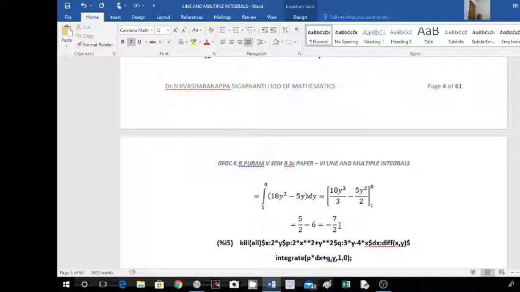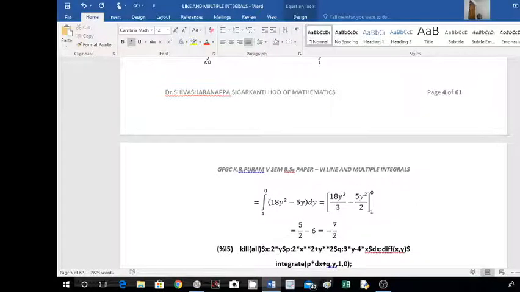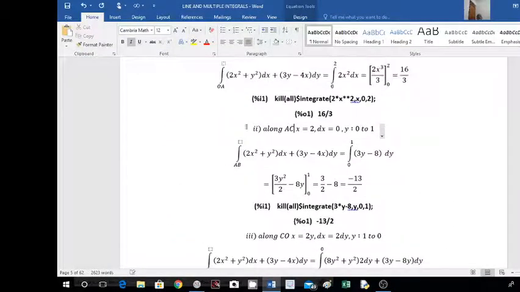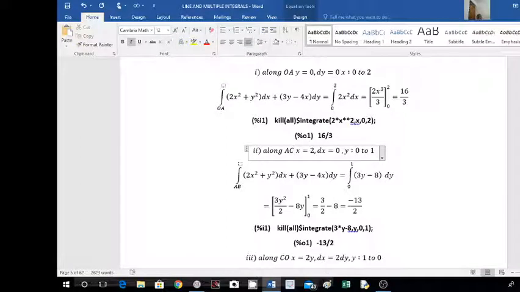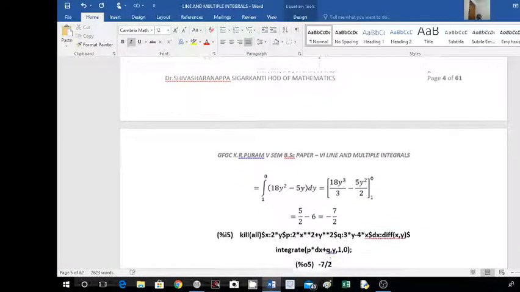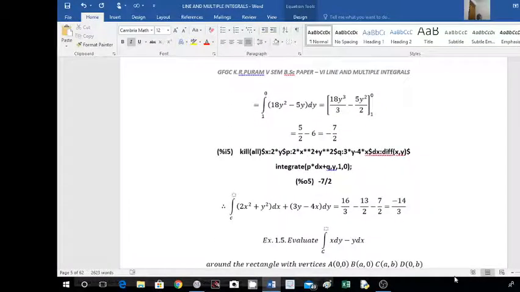So here we have got minus 7 by 2 as one value, and next one is minus 13 by 2, and the first value is 16 by 3. We have to add all these quantities. Adding, we get the total integration. So adding 16 by 3 minus 13 by 2 minus 7 by 2, the final answer is minus 14 by 3. Okay, I'll stop here. Thank you.